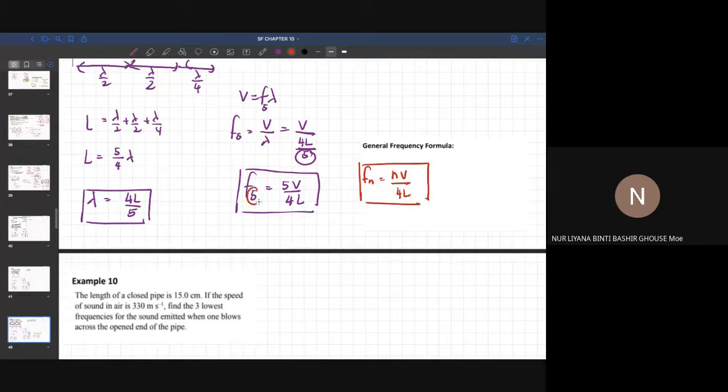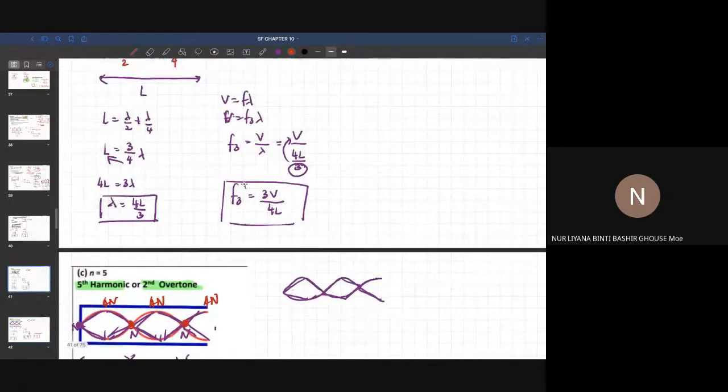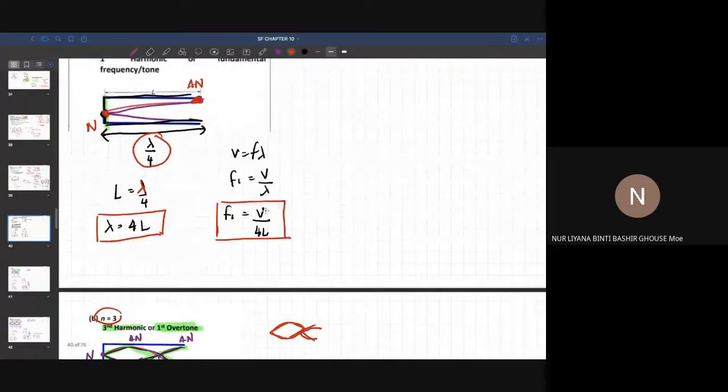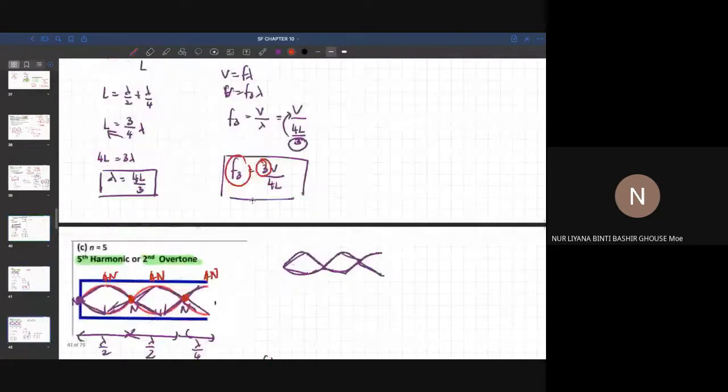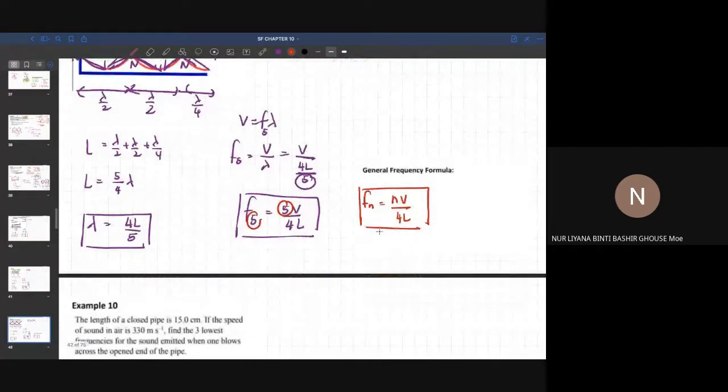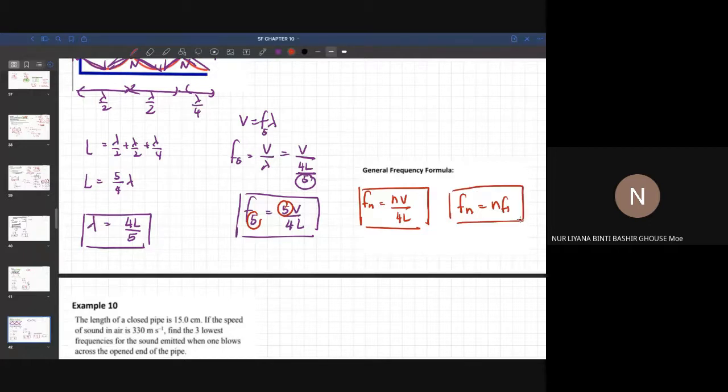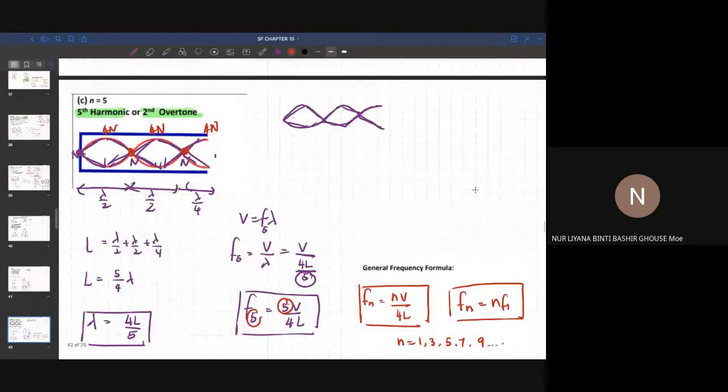NV over 4L. Okay, so this is our general formula. So awak tengok bila frekuensi awak 5, kat sini adalah 5. Yang 4L kat bawah tu sama je. Bila frekuensi yang ketiga, kat sini adalah 3. Yang bawah tu masih sama. Bila dia frekuensi yang pertama dan dia adalah 1V over 4L. So sebab itu our general equation is Fn equals to NV over 4L. Dan equation yang ini masih kekal lah. So Fn is equals to N F1. Tapi this time N kita adalah 1, 3, 5, 7 dan 9 and so on. So this one is untuk case yang kedua which is closed end pipe.